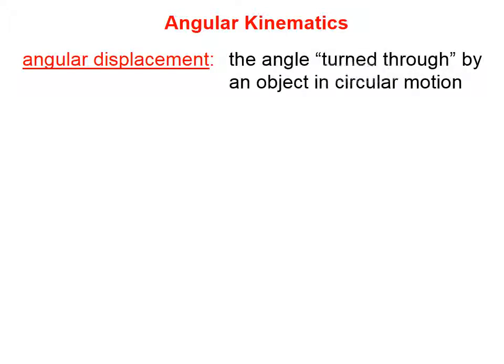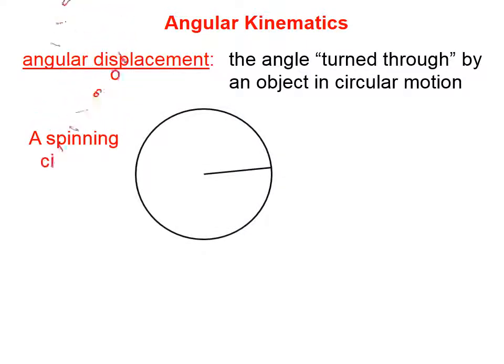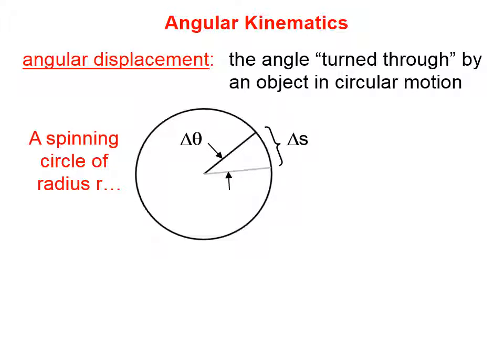Angular displacement is the angle turned through by an object in circular motion. So here we have a spinning circle of radius r, and I've marked out one of the radii on it so we can see what happens as this rotates. As it rotates, the line is going to move from one location to the other, and that angle is the angular displacement. We symbolize it delta theta. The delta s is the arc length, which is the linear distance that is traversed there.